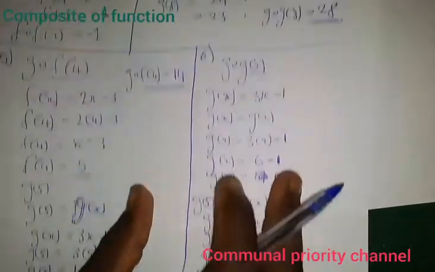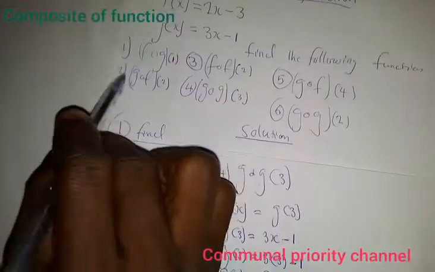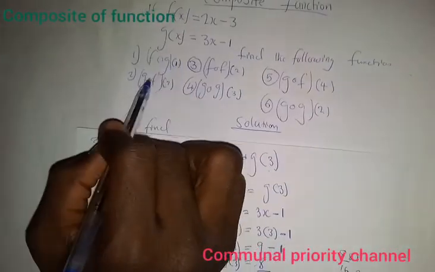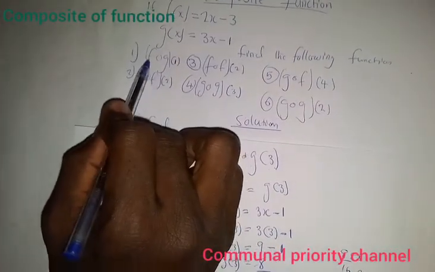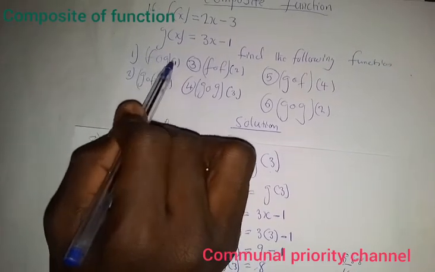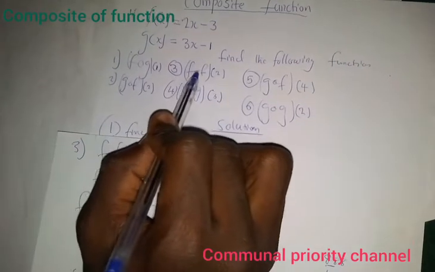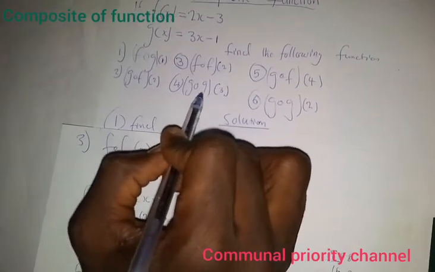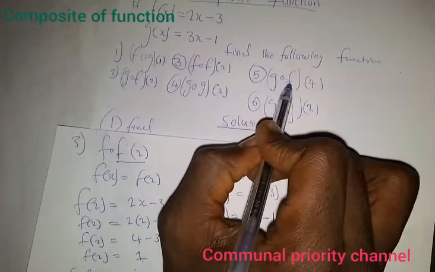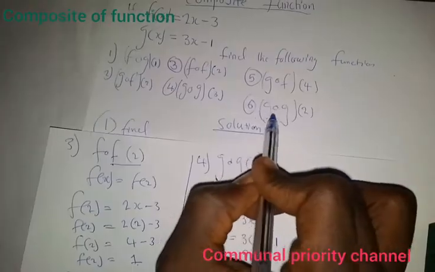So this is the final answer of this question that we did, which is question number 1, g of 1, question number 2, f of g of 1, question number 3, g of f of 2, question number 4, f of 2, question number 5, g of f of 4, and question number 6, g of g of 2.